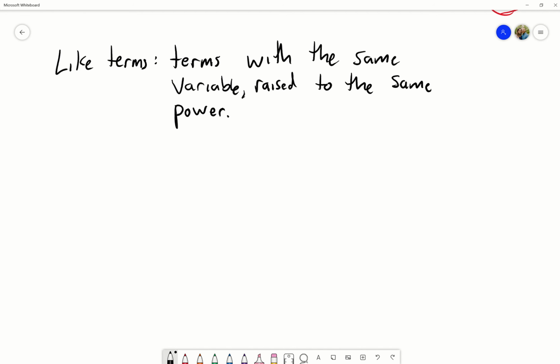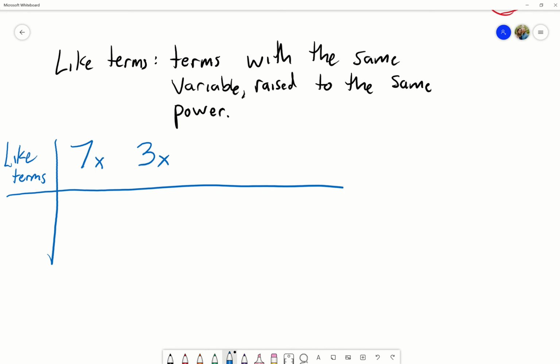Okay, so some examples of what this might look like. We'll say that 7x and 3x, those are like terms because they have the same variable raised to the same power. Both of these variables are both x and they're both raised to the same power.